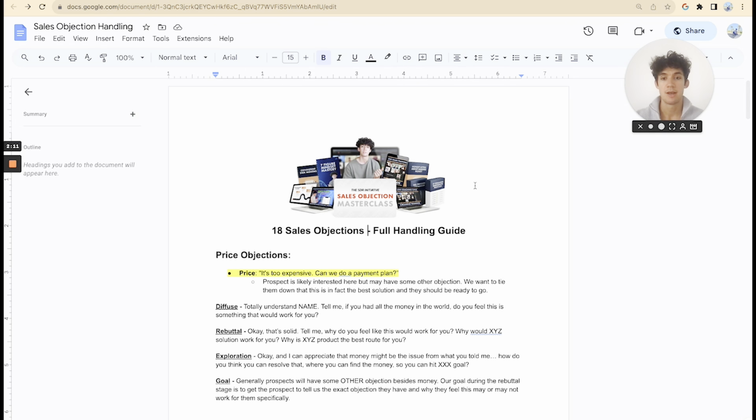So this is what I'm going to be hopping into, and we'll start off with price. Right here, let's say a prospect says, this is too expensive. Can we do a payment plan? Now, in this particular scenario, a prospect is likely interested, but may have some other objection. So our goal is to tie them down that this solution is in fact the best and they should be ready to go. We just have some sort of objection or underlying thing that is holding them back from moving forward. In this scenario, we're going to be going through something that I call the diffusing stage, rebuttal stage, and exploration stage.